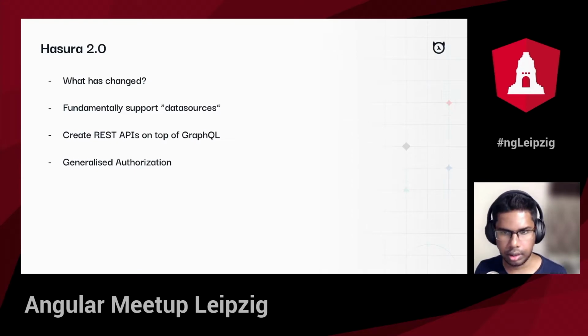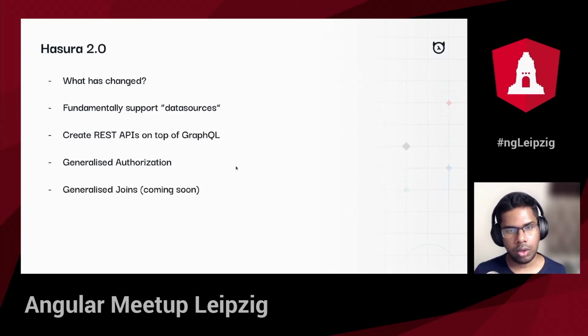The authorization layer, you have the API layer as well. And you can also join data between different sources, which is to say you have one database and you have an external API, you want to establish some relationship between them, you can do that as well. It's coming soon, but we already have support for a few sources where you can join data.